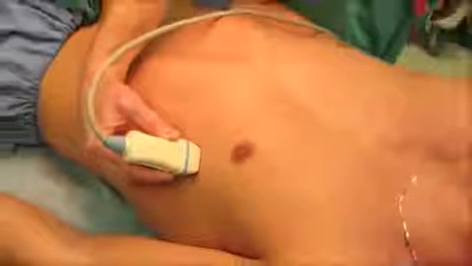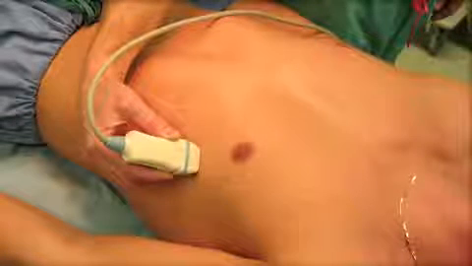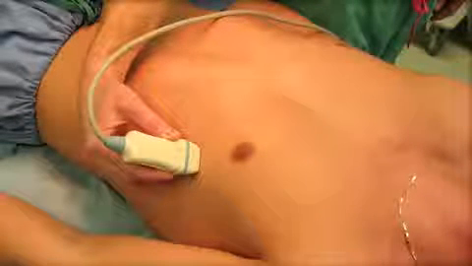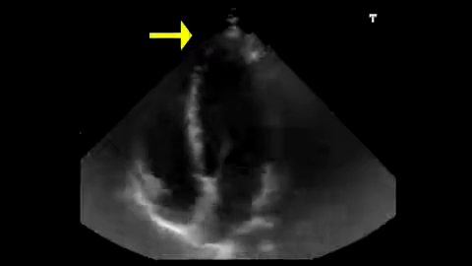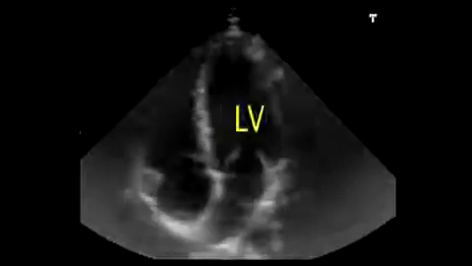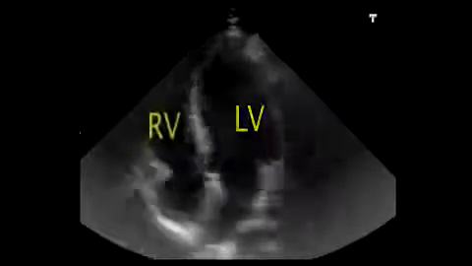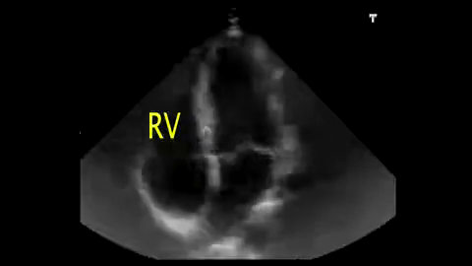The probe should be at the apex of the left ventricle and directed towards the base of the heart, which is usually towards the patient's right shoulder. The standard view in this position will show the apex of the heart towards the top of the monitor. The left side of the heart will be on the right side of the image, and the right side of the heart will be on the left side of the image.